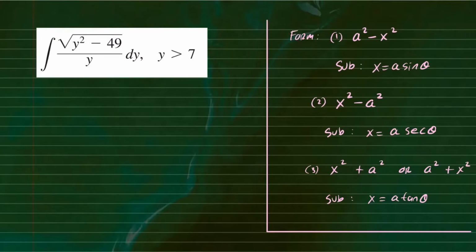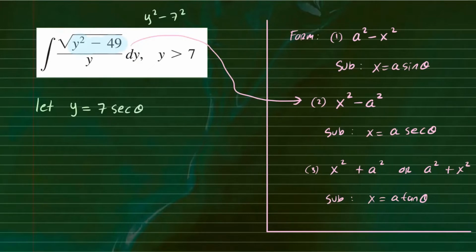I see I have y squared minus some number, 49. I can write that as 7 squared. It looks like we have this form right here under the square root. So I'm going to come up with the following substitution. We will let y be equal to a, and in this case, a is actually 7. So you can write y squared minus 7 squared to match the form, because 49 can be written as 7 squared. So this is a, which is 7 secant of theta.